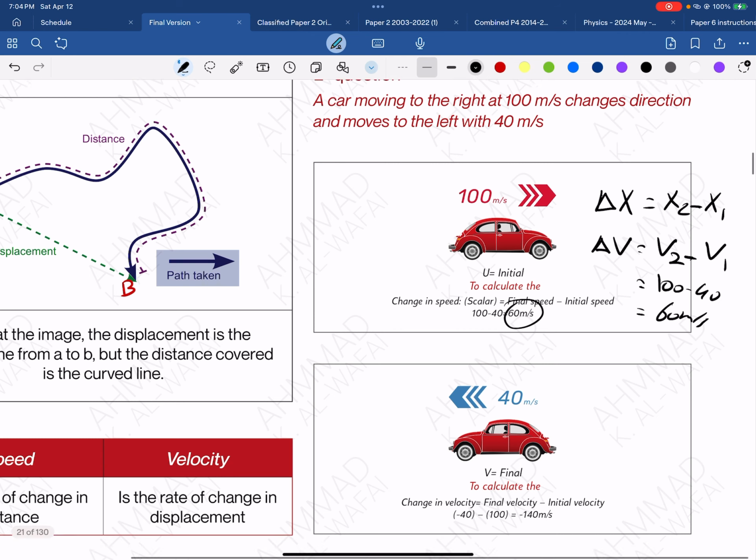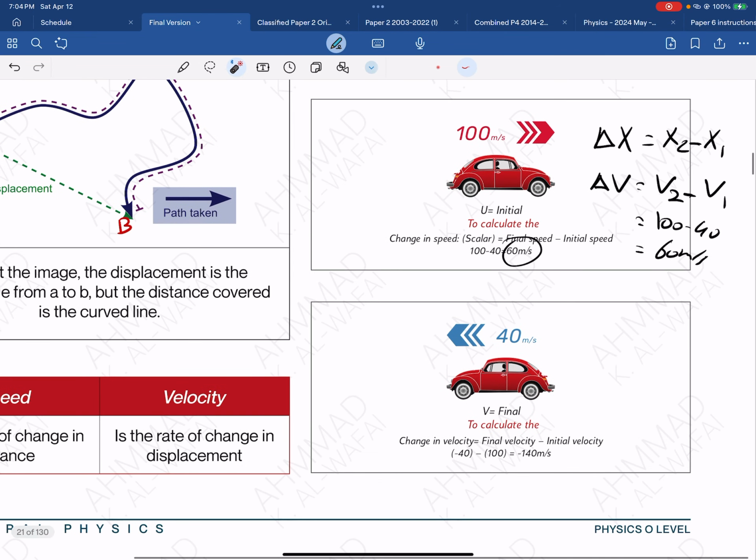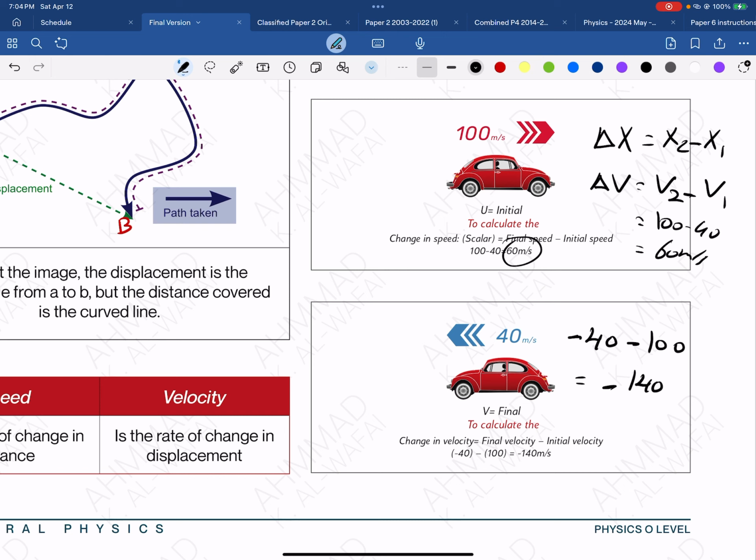60 meters per second. But for this example, if we're going to do it in terms of velocity, this one was going to the right with 100 meters per second, and then it turned back with a negative 40. So that would be negative 40, and there's a negative in the equation, so that is a negative 100. So that is negative 140 meters per second, and that is the change in velocity. That's the difference between velocity and speed, it is with respect to the sign.